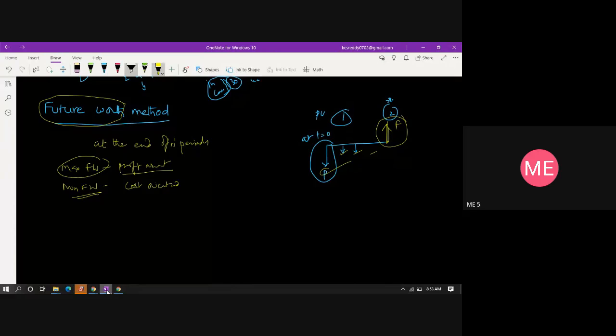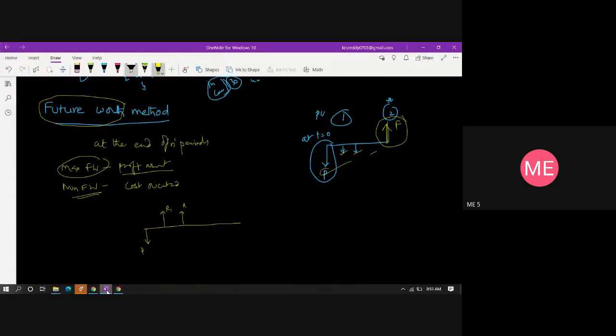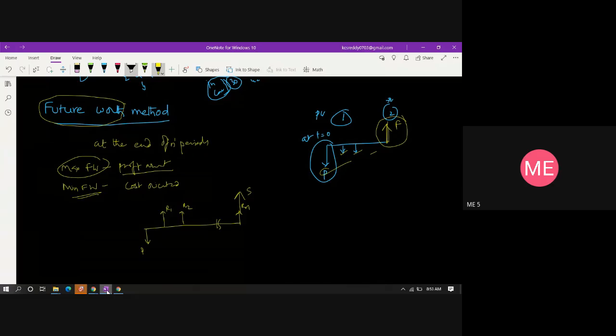Similar to that, consider a revenue dominated cash flow diagram, where the cost is P and we have the revenues, say R1 and R2 and so on up to Rn. We will also have some salvage value. What is the future worth we are going to calculate for this particular alternative? Assuming this is revenue dominated, the cost will be taken as negative. So I'll write the equation: minus P plus R1 into, and so on.